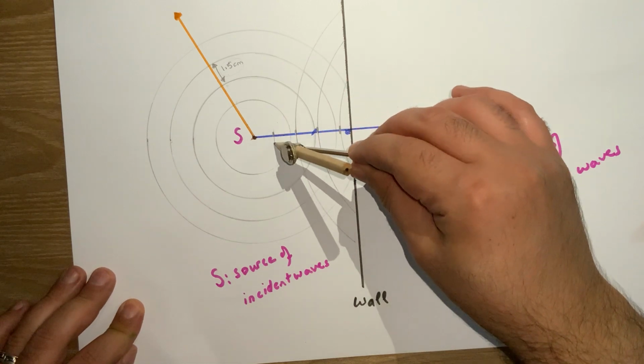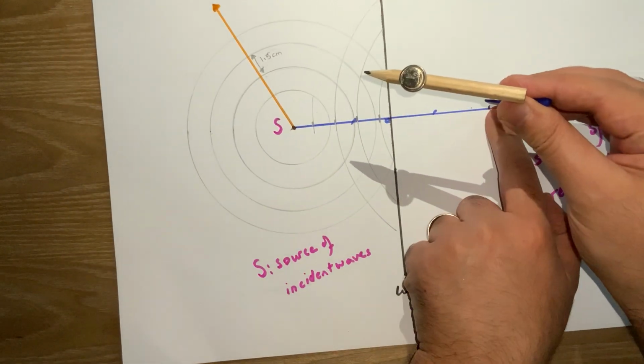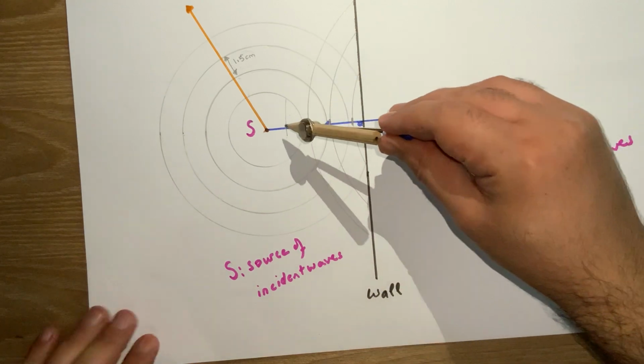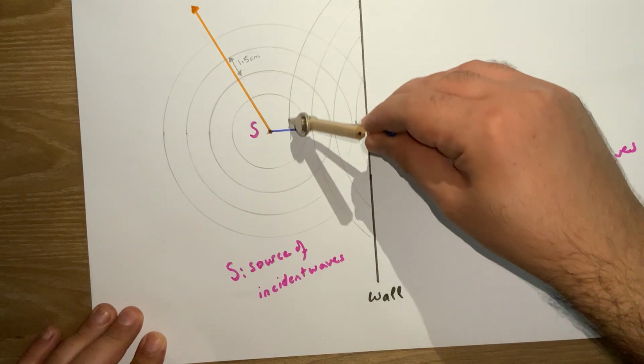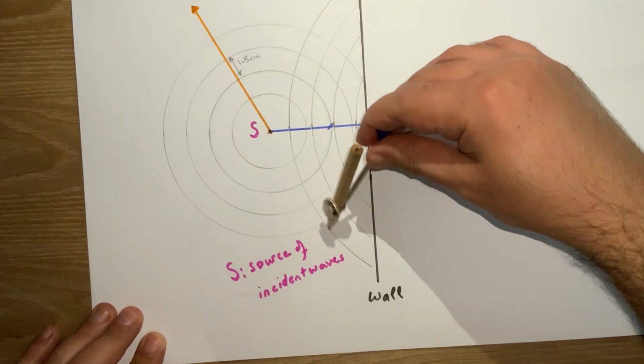Now move the pencil leg to the last point, but take care. Keep the metal leg in position. Now I draw the reflected wavefronts.